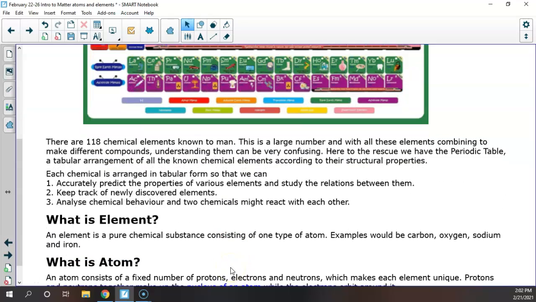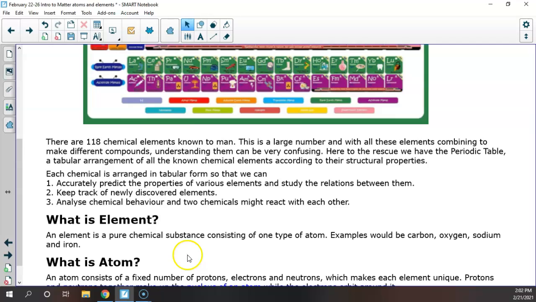So what is an element? An element is a pure chemical substance consisting of 1 type of atom. Examples would be carbon, oxygen, sodium, and iron. So in other words, if I had pure iron, no matter how much I broke it down, it would just be iron. There would be nothing else inside of it except for iron.